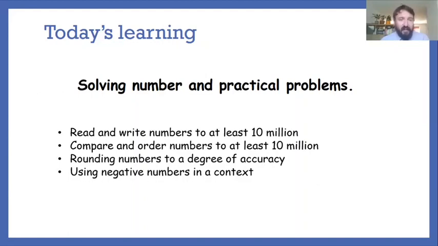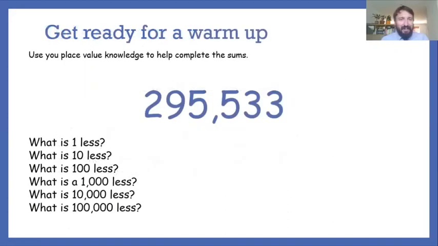So we've already looked at how to read and write numbers to at least 10 million. We've looked at comparing and ordering numbers to at least 10 million, rounding numbers to a degree of accuracy. In our last session, we looked at using negative numbers in context. So today's session is going to be all about taking little elements of those and putting them into some practical problems for you to solve. Okay, so it should be less of Mr. Osborne today and more of you. Okay, let's start with our warm-up as we always do.